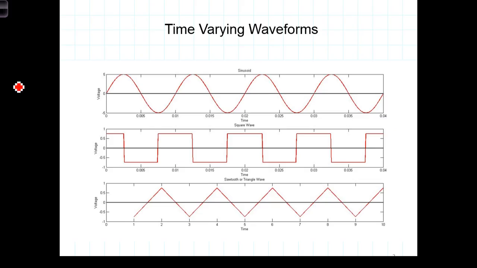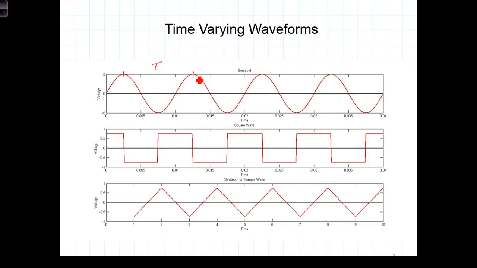We see here three fairly commonly used time-varying periodic signals. And by periodic, we mean that the signal repeats itself every so often. And the length of time that it takes to repeat itself is known as the period. We're going to use the variable name capital T to represent the period. So a period is the length of time it takes to go from one point in the cycle all the way through to that same point again.